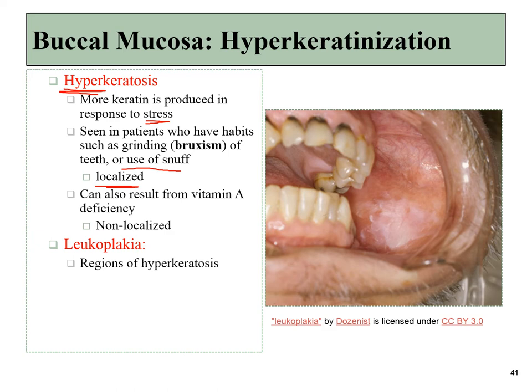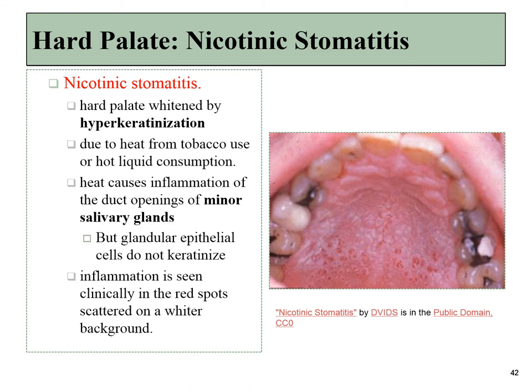The regions of the oral cavity that respond to these stresses by producing more keratin and therefore appearing more whitish, we would call leukoplakia. Leuko is our prefix for white, like leukocyte. One particular form of leukoplakia is nicotinic stomatitis, where we see regions of the hard palate undergoing hyperkeratinization. This can also be due to the consumption of hot liquids. And what we see here is an increased amount of keratin, therefore the hard palate appears even more whitish than it normally does.